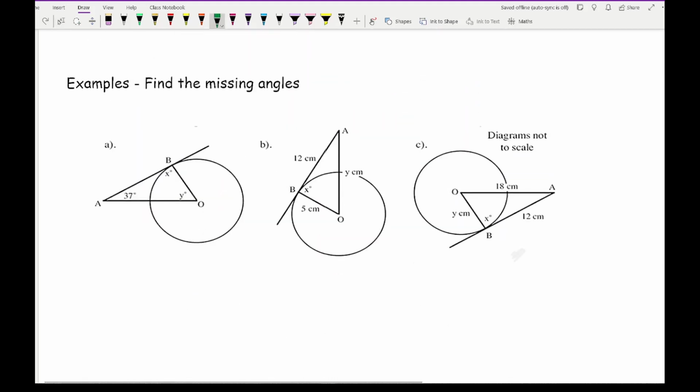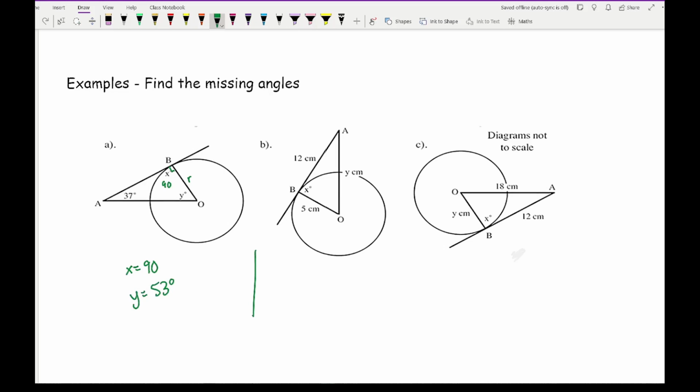So looking at this, we can see that here is our radius. So that means that the angle that meets the tangent at that point is going to be 90 degrees. So that's going to be 90. If that's 90, then all I need to do is add up 90 plus 37, take it away from 180, and that gives me the answer for Y. So that gives me a Y answer of 53 degrees.